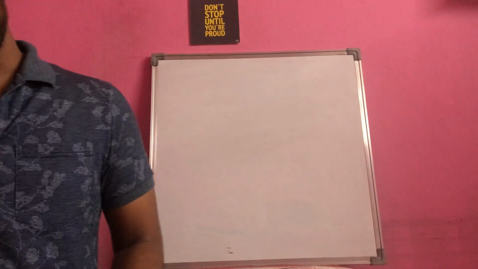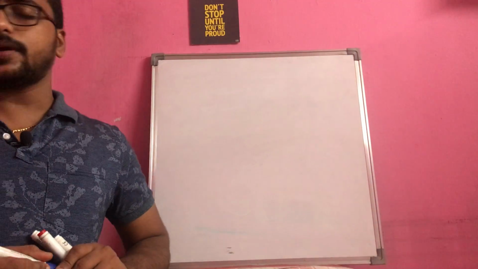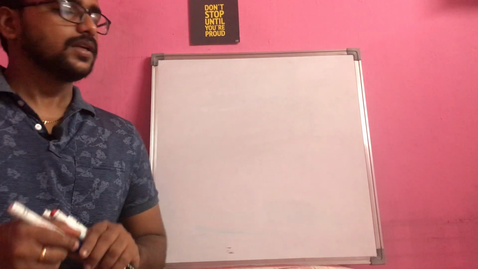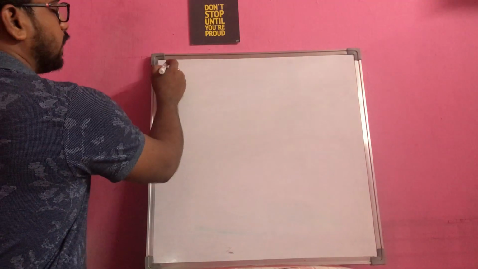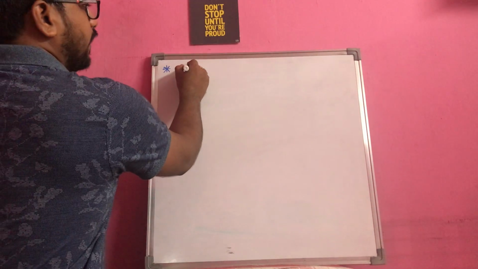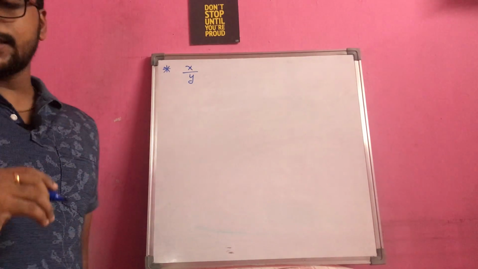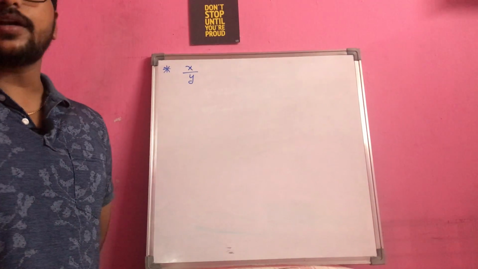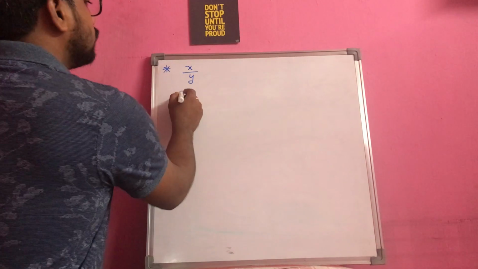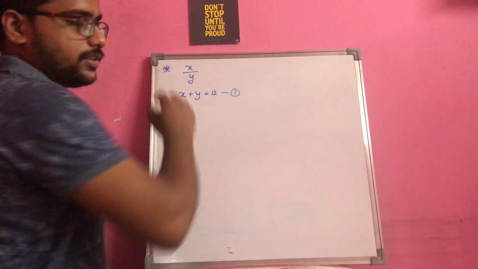Let us start with a simple one. See here, the sum of numerator and denominator of a fraction is 12. So first of all, we should consider what is the fraction that we are going to take. If I take x by y as the fraction, the first condition they are giving is the sum of numerator and denominator of a fraction is 12. So that means x plus y is equal to 12 is the first condition for us.